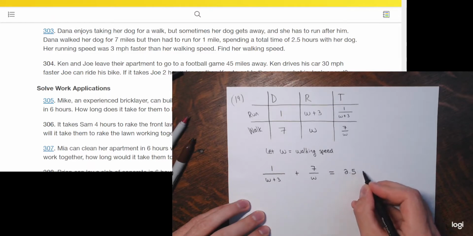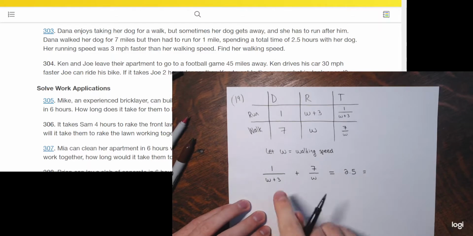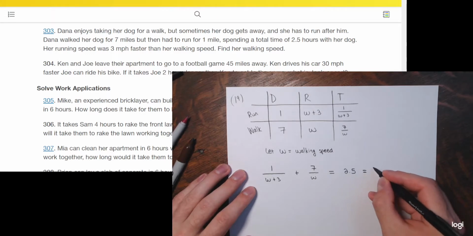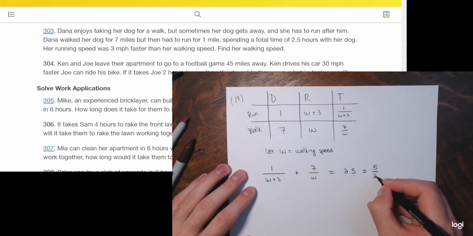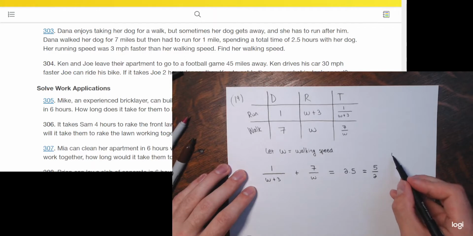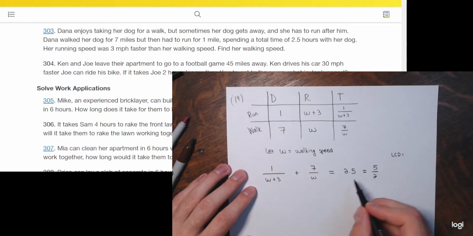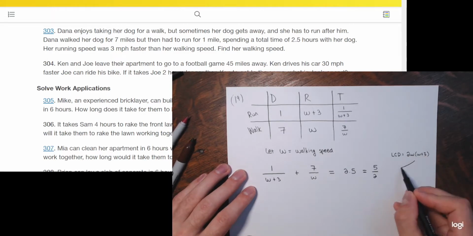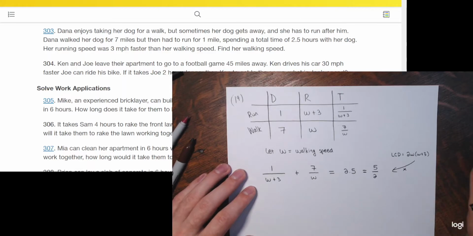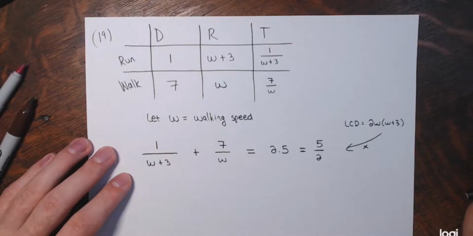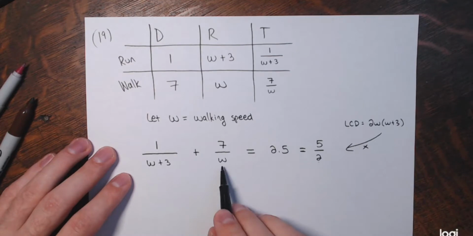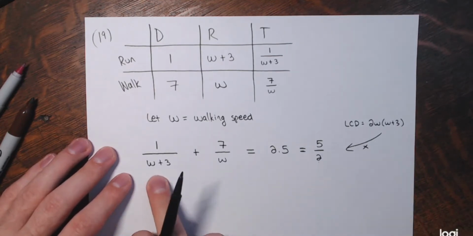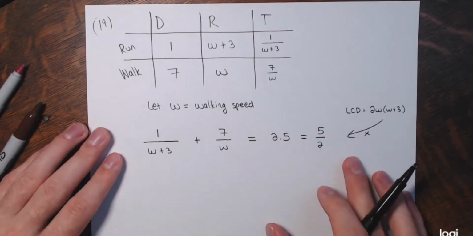Now, me personally, I don't like these in fractions. I'm going to put this as a fraction. So 2.5, that's 5 halves. All right, so the LCD here is 2 times W plus 3. And we're multiplying everything on both sides by this. All right, so again, let's pull this up, make it bigger. So the LCD is 2 times W times W plus 3. So multiplying the 5 halves by that, and then the 1 over W plus 3, the 7 over W, and multiplying all of those by the LCD.